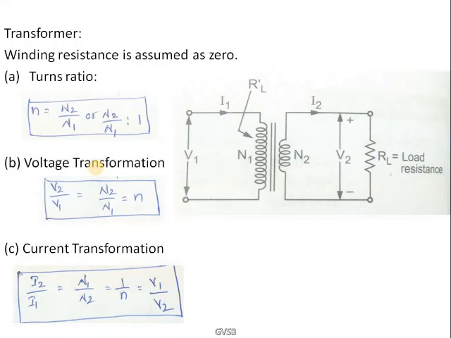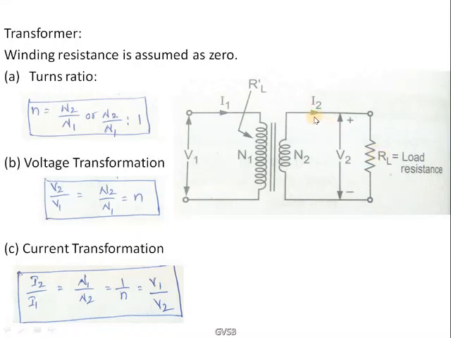Voltage transformation. Transformer transforms voltage applied at one side to another side, which is proportional to the transformer turns ratio. So V2 by V1 is equal to N2 by N1. So here V2 is the secondary voltage and V1 is the primary voltage, which is proportional to transformer turns ratio N2 by N1. Next one is the current transformation.